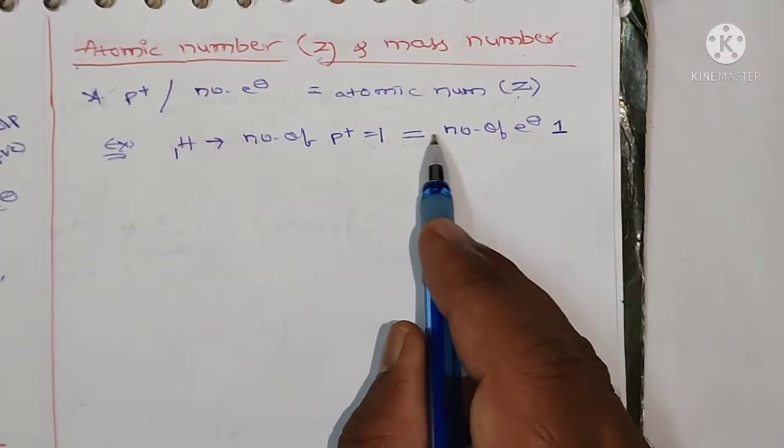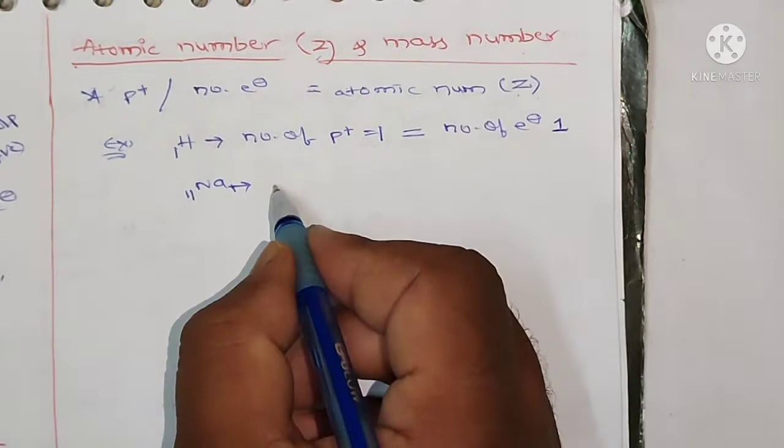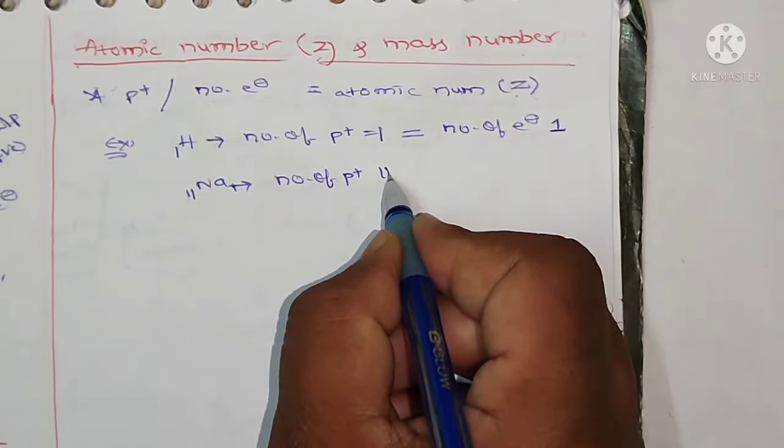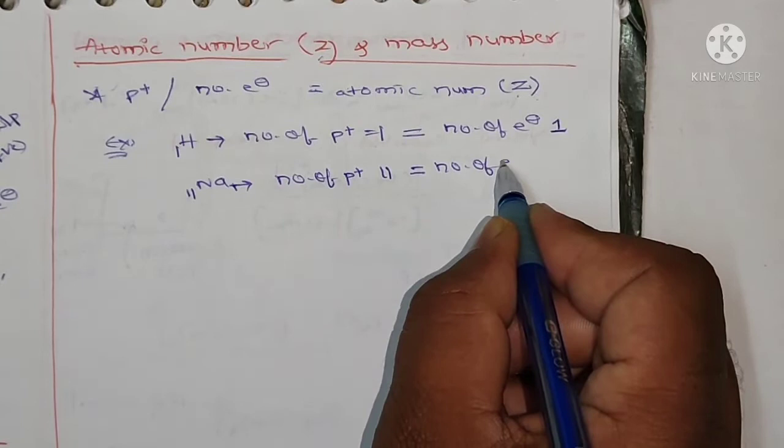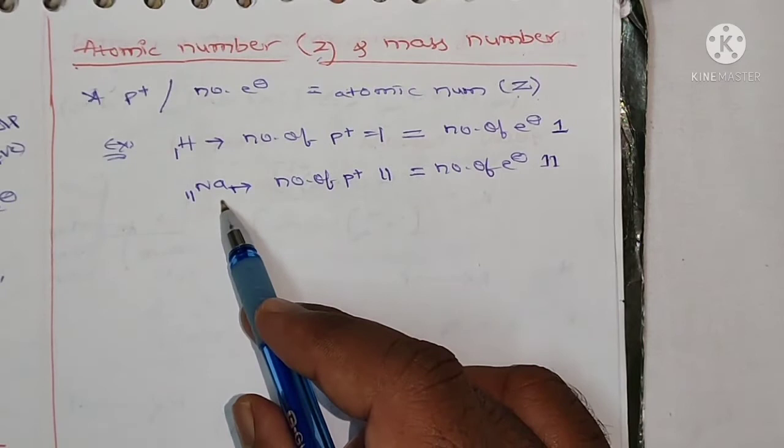Another example, sodium, its atomic number is 11. So here the number of protons, 11, is equal to the number of electrons, also 11, in a neutral atom. In a neutral atom, the number of protons is equal to the number of electrons.